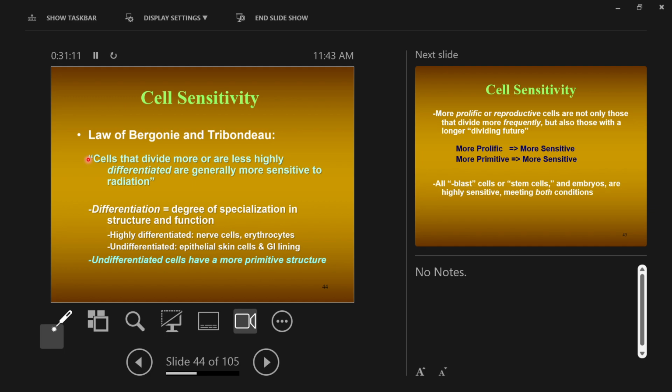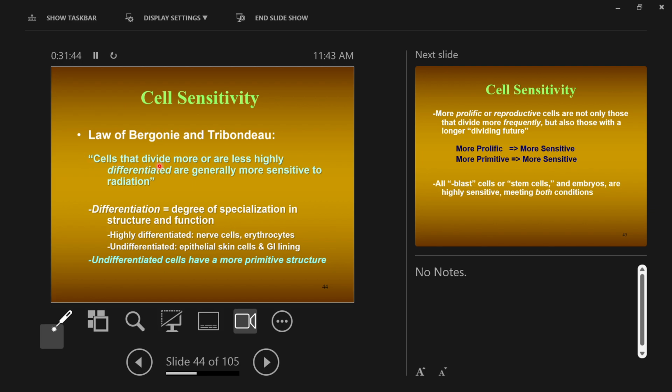So let's parse that a little bit. If a cell divides rapidly, that makes it more sensitive, okay? So the slower a cell divides, the less sensitive it is. And the faster a cell divides, the more sensitive it is. Neurons in your brain, which never divide, are less sensitive because they never divide, okay? Whereas the cells in your gonads, ovaries, and testes are dividing more frequently, thereby they are more sensitive, okay?